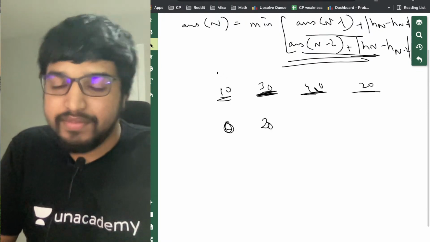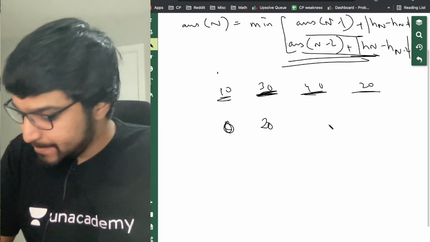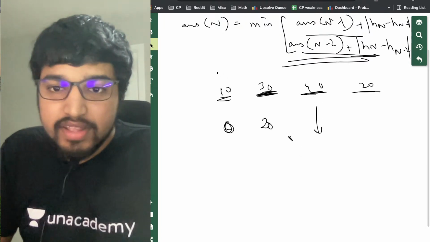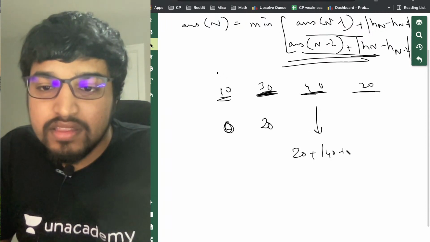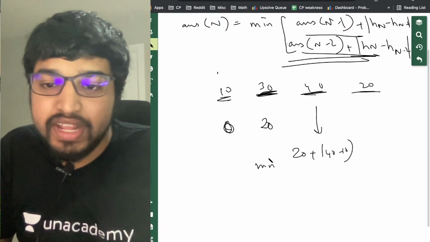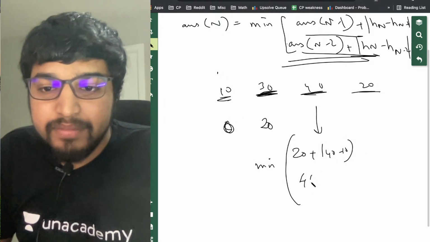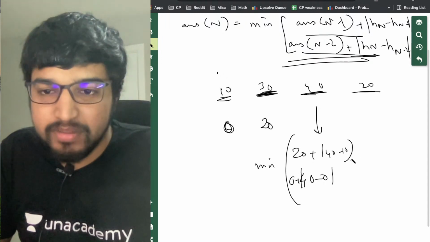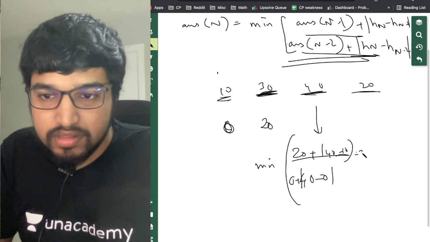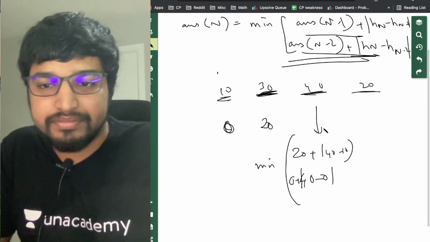Answer of 3, the stone of height 40, is 20 plus 40 minus 30, or 0 plus 40 minus 10. The minimum of these two, in this case you're getting both of them the same. So this is 30. We write the answer 30 here.